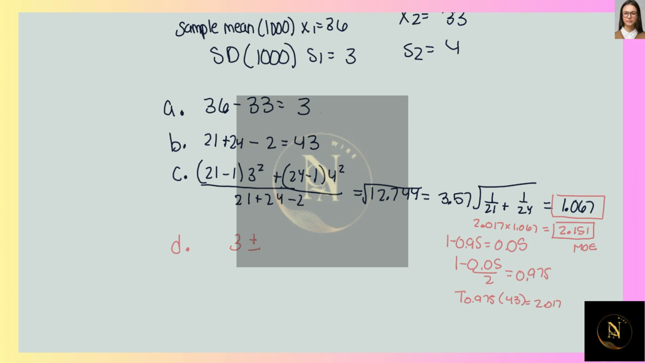Okay. And so you're going to do 3 plus or minus 2.151. 3 minus 2.151 is 0.849, comma, and then adding those together is 5.151. So I hope that this video helps.